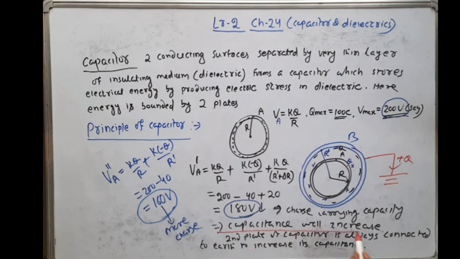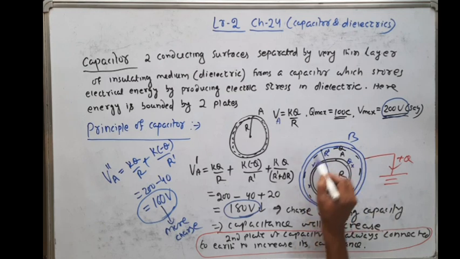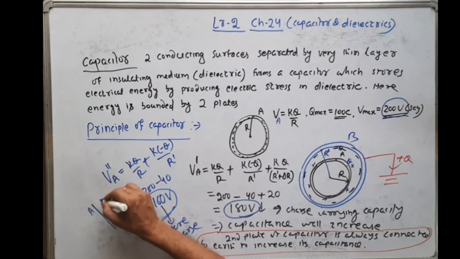Always the second plate of a capacitor is connected to the earth to increase its capacitance. I have explained this in this figure. For the capacitor we need two plates. Here two plates are taken to be spherical plates. These two plates may also be taken as parallel plates. Let us say this is plate A, this is plate B.